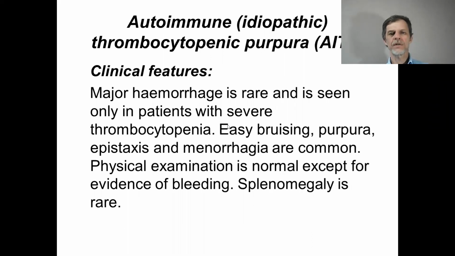Clinical features. Major hemorrhage is rare, seen only in patients with severe thrombocytopenia. You see in all kinds of thrombocyte problems, we rarely see severe bleeding. Why? Because what do thrombocytes do? Primary stop of bleeding. They just act during a few minutes. But in such patients, coagulation is normal, and even if bleeding starts, it is immediately stopped by coagulation. And that's why the patient can't lose a lot of blood.